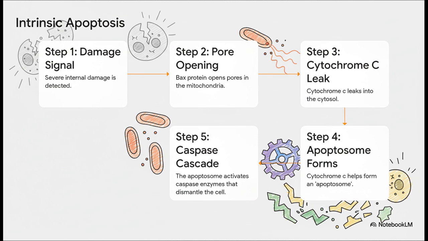One way this gets triggered is through the intrinsic pathway, which responds to damage from inside the cell. When the cell senses that things are beyond repair, a protein called Bax starts poking holes in the mitochondria. This allows a critical molecule, cytochrome C, to leak out. Once cytochrome C is in the cytoplasm, it helps build a structure called an apoptosome. This complex then kicks off a chain reaction, activating a whole family of executioner enzymes called caspases. And these caspases are the demolition crew. They systematically chop up the cell's proteins and DNA, carrying out the death sentence with absolute precision.